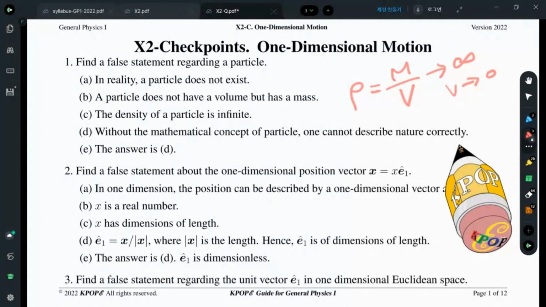I'm a particle physicist, and a particle represents an elementary particle, the fundamental building block of nature. But that mathematical particle is not a building block; it's a mathematical convenience.